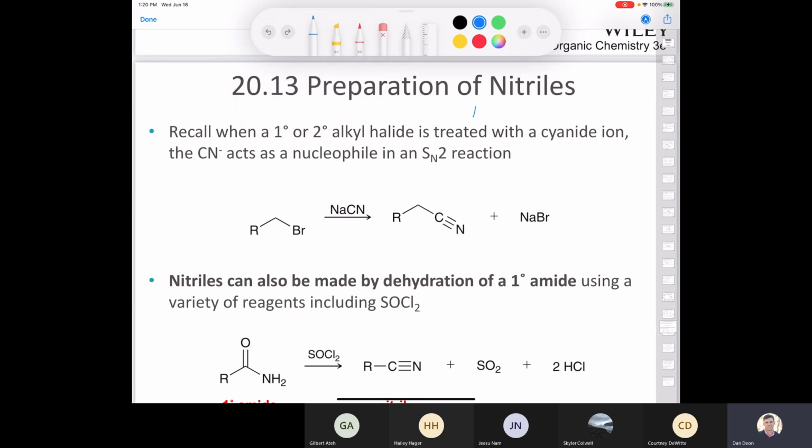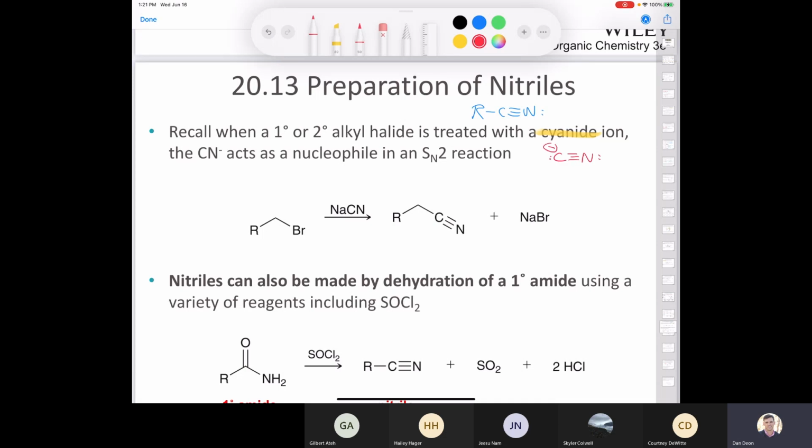You guys all know what a nitrile is, right? A nitrile is when you have a carbon with a triple bond to nitrogen. Remember, when it's part of an organic molecule, it's called a nitrile. A cyanide ion is something else. A cyanide ion is CN minus, and if you draw the Lewis structure, which I probably should, it looks like that.